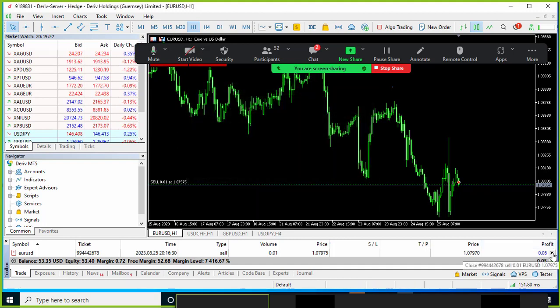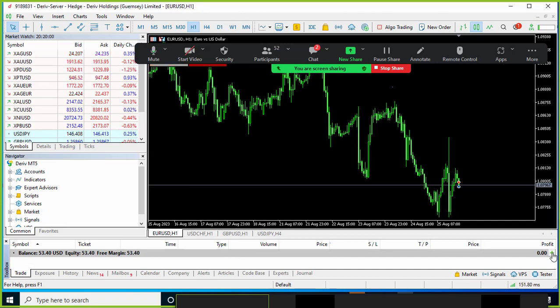So once I click this, I'll close it. The money is now taken into my account. That profit that I just made has now been added to my account. And this profit that I just took will reflect on my broker's website, where you have your dashboard, where you verify your account and everything.